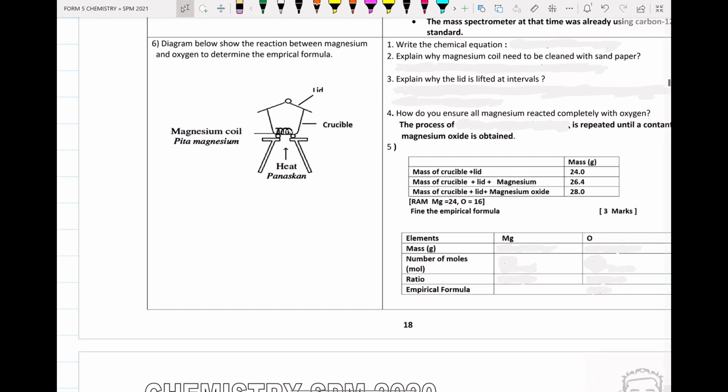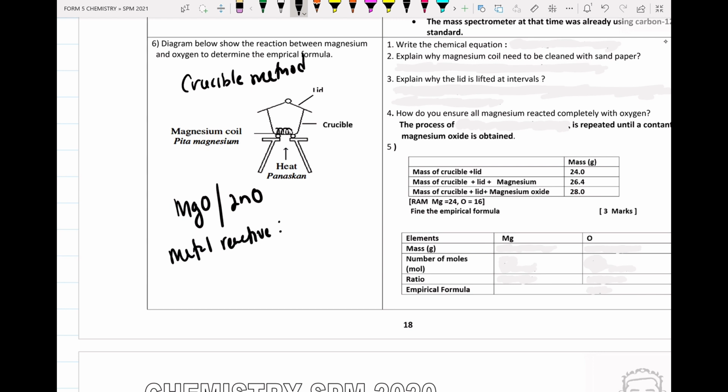All right, we move on to determining the empirical formula of magnesium oxide, and this is known as the crucible method. In this method, we can determine the empirical formula of magnesium oxide or zinc oxide. The metal should be a reactive metal. So what are the reactive metals? Magnesium or zinc are reactive metals. So magnesium reacts with oxygen, we will get magnesium oxide. Balance the oxygen. So I put 2 here, 2 here to balance oxygen. The magnesium will be 2, so I put 2 here.